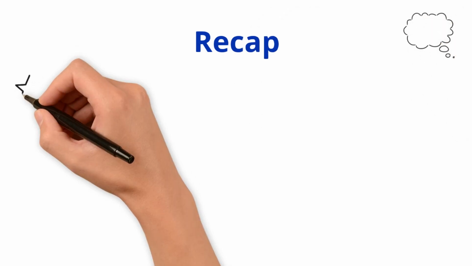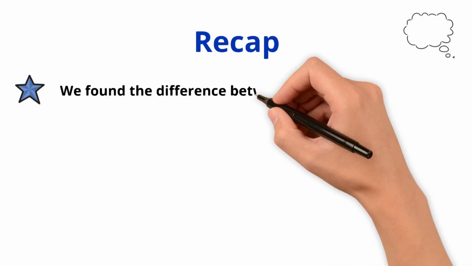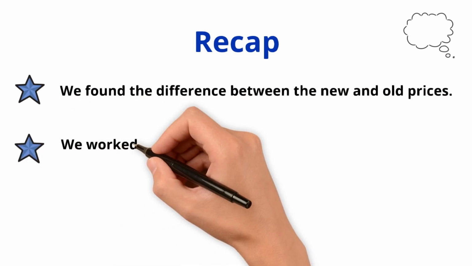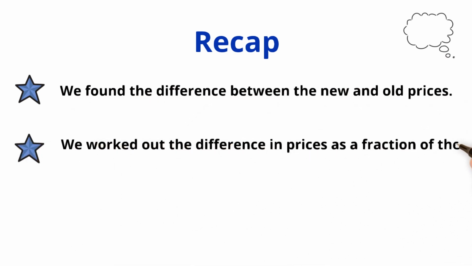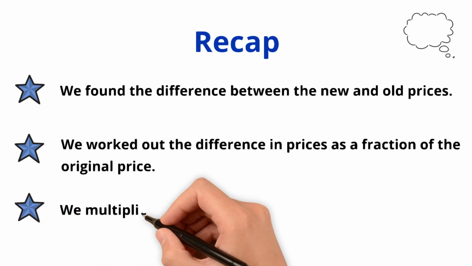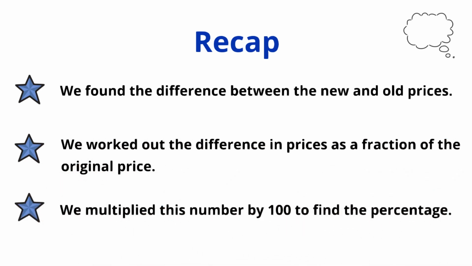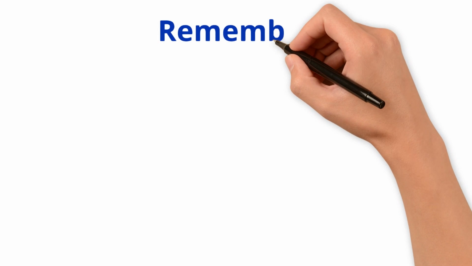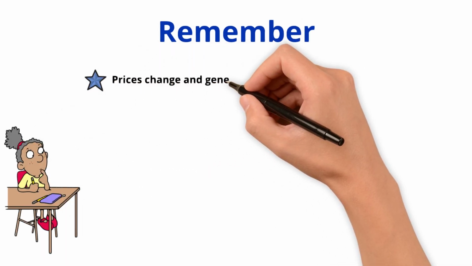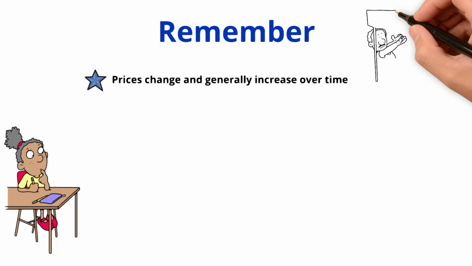So, as a recap, for step 1, we found the difference between the new and old prices. Step 2, we then worked out the difference in prices as a fraction of the original price. And lastly, we multiplied this number by 100 to find the percentage. We can see that prices change over time and generally increase because of inflation.